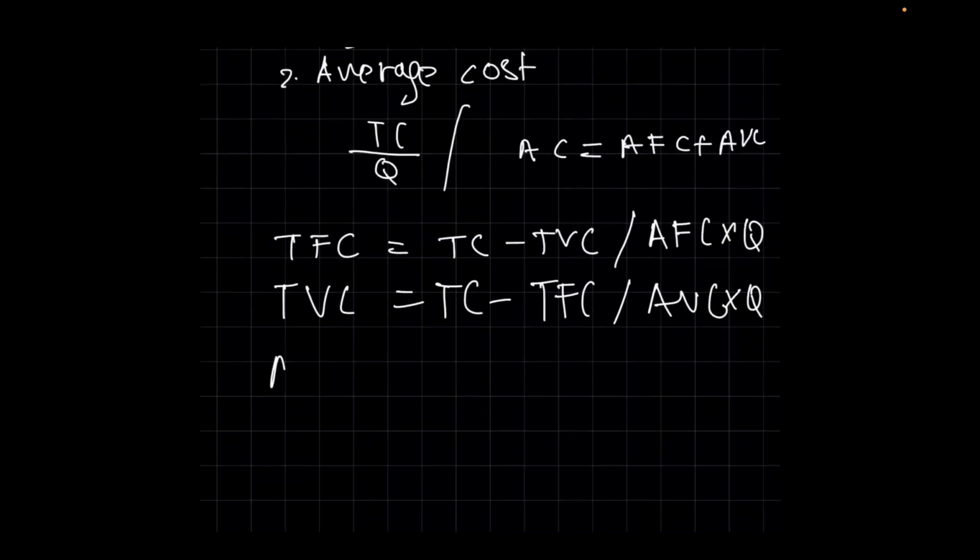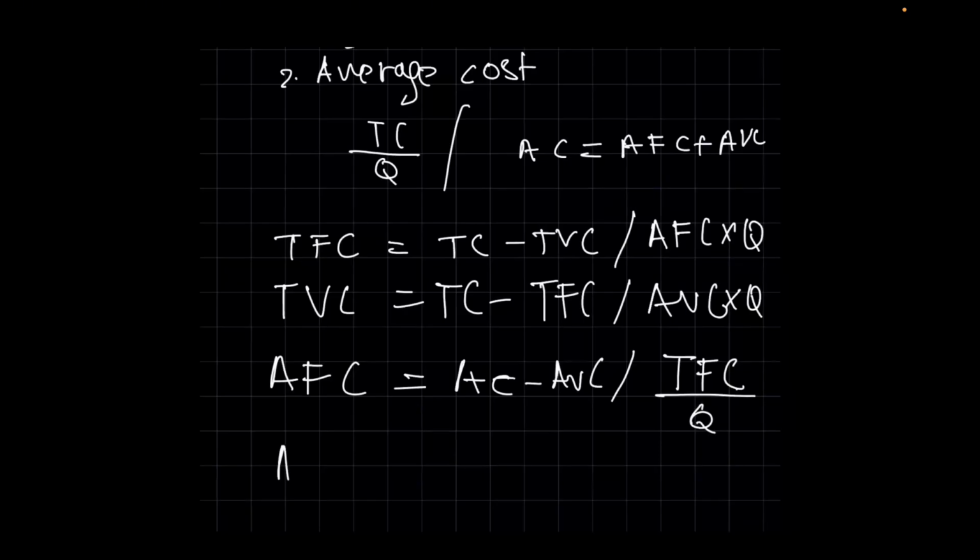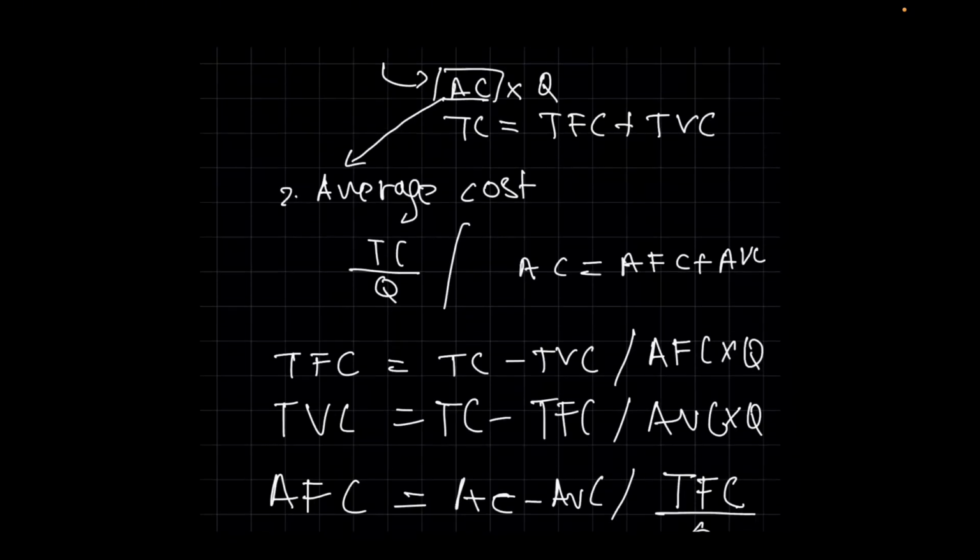Now for AFC, you can do AC minus AVC, or you can do total fixed costs over the quantity. Now for AVC, you can do AC minus AFC, or you can do TVC divided by Q. So these are essentially all the formulas. You just make each and everything subject, and that way you have all of these formulas.